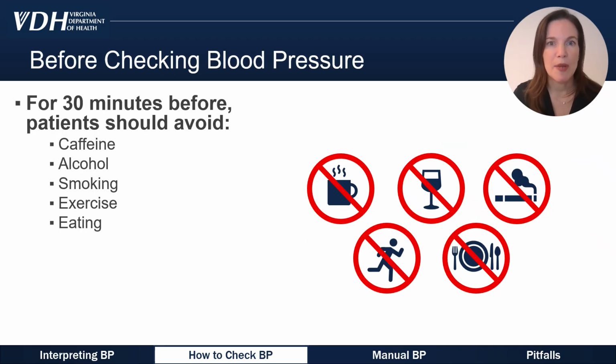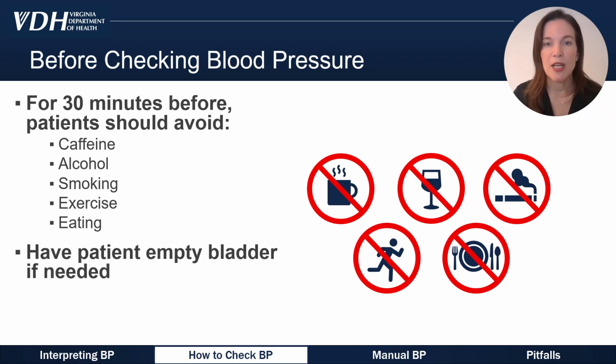There are a few things that should be done in preparation for checking a blood pressure. Ideally, for 30 minutes prior to having their blood pressure checked, patients should avoid caffeine, alcohol, smoking, exercise, and eating because all of these can affect blood pressure. It may be too late by the time the patient gets to you, but you can at least educate them for future blood pressure checks and make a note of it next to their blood pressure.